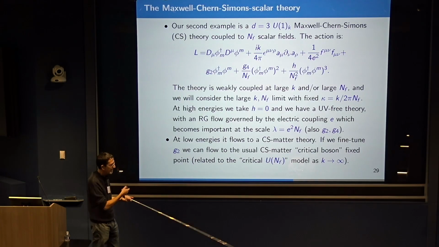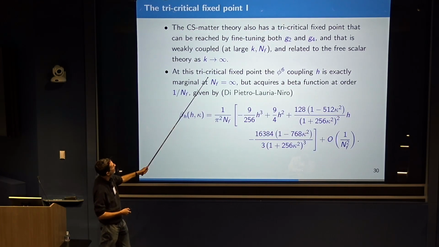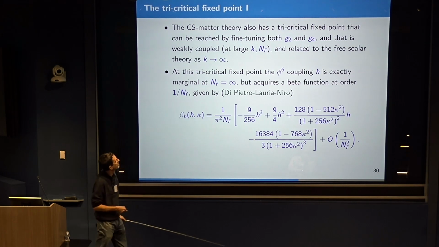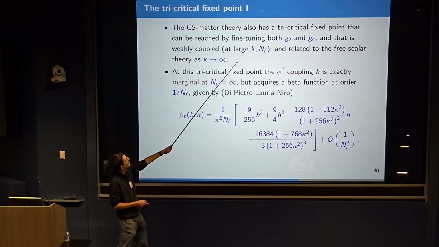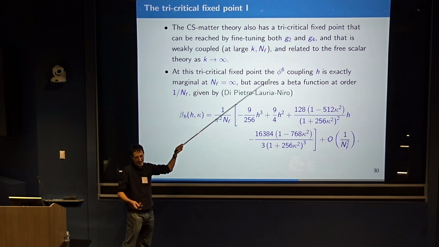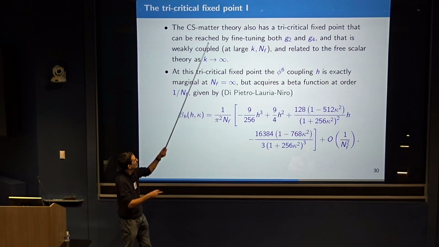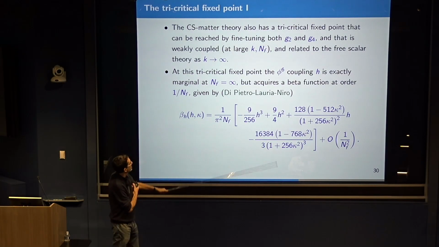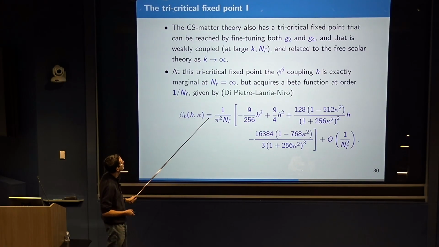And then that theory has also another fixed point, which is a tri-critical point for which we have to fine-tune both the phi squared and the phi to the fourth couplings. That theory is also weakly coupled in this limit of large k and large NF. Of course, if k goes to infinity, that theory is just the free scalar point. But in general, there is a family of theories connected to it.